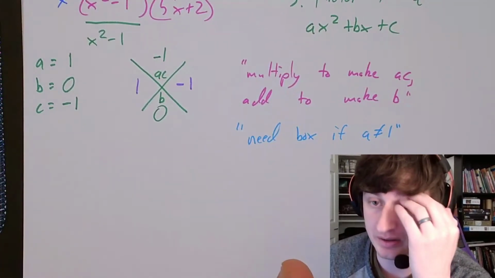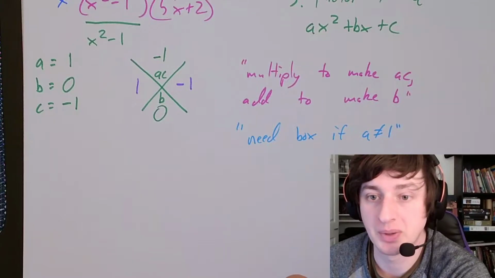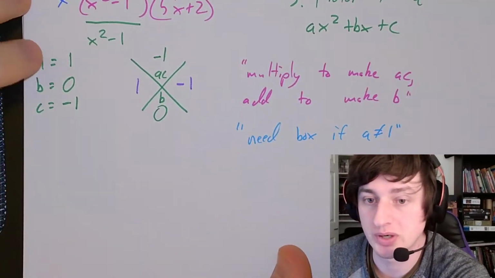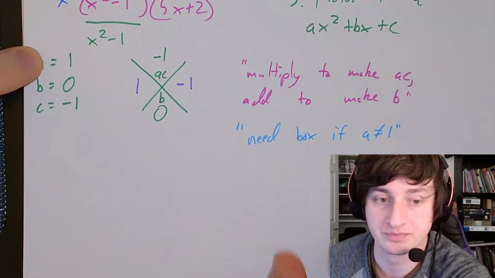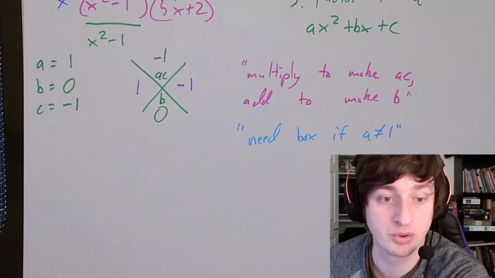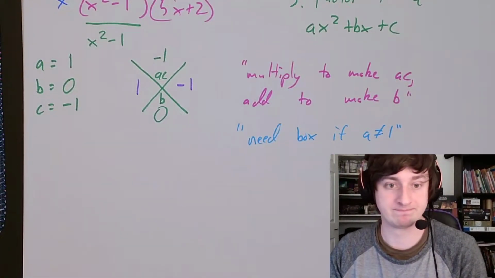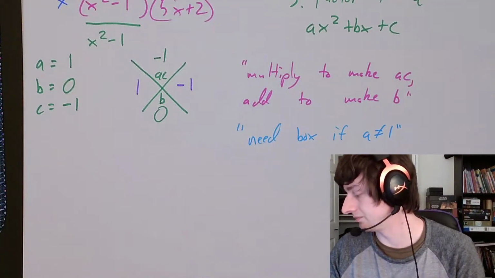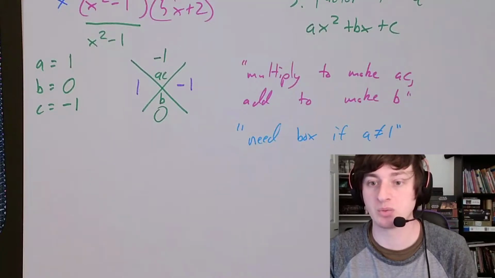Now my plan, we may fail in this, but my plan is to not give you problems where A is not 1. Like if A was 2, if we had like 2x squared here, my plan is to avoid those because this is already complicated enough and we don't need that. So that's the plan. We'll have to see how it works out.